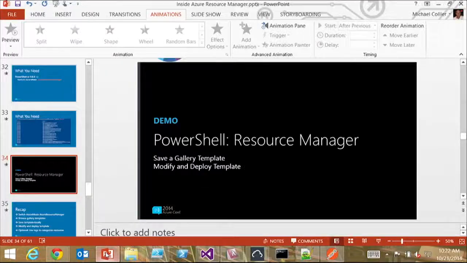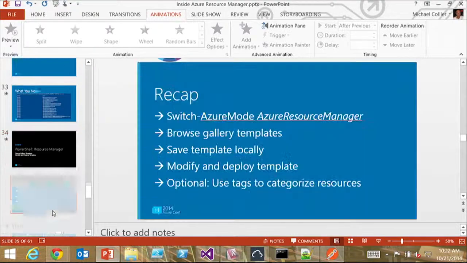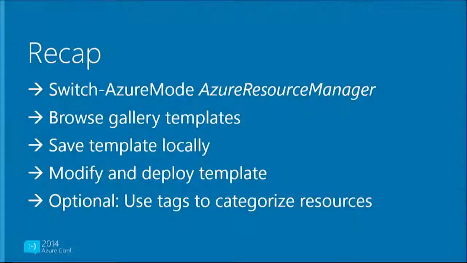So let's continue on with some of that. So just to recap here what we saw with working with PowerShell. One is, my first thing I need to do is once I download a recent version of PowerShell commandlets is to go ahead and switch the Azure mode over to Azure Resource Manager. I can then use Resource Manager to browse those, or use the PowerShell commandlets, to browse the different gallery templates, just doing a view on those. I can save that template locally and then modify it.